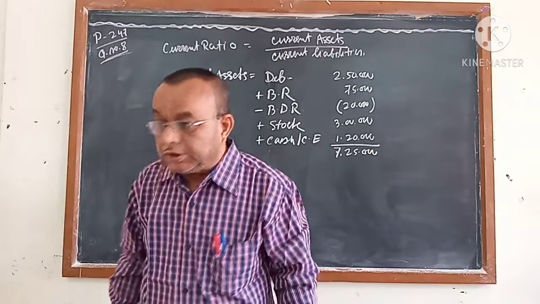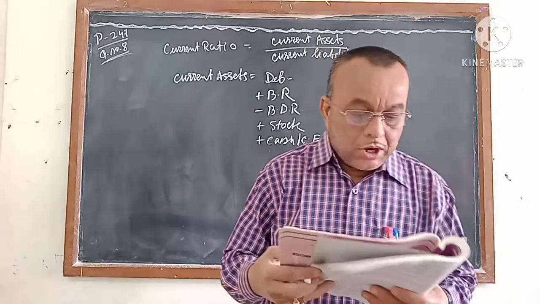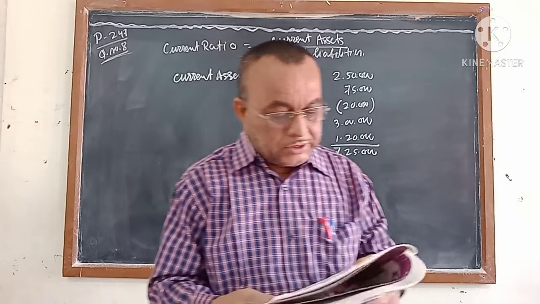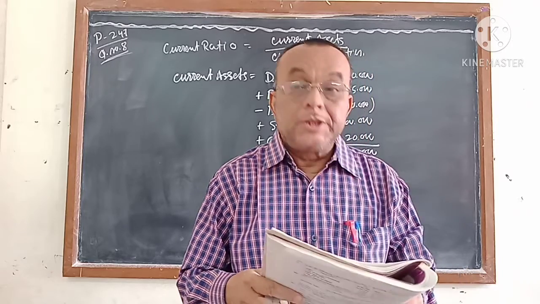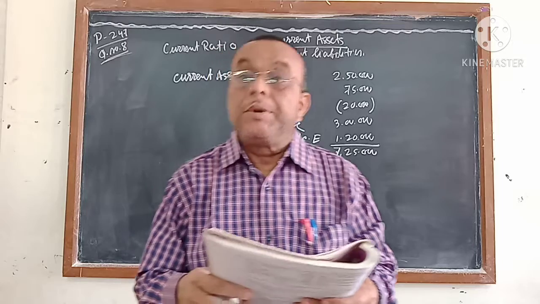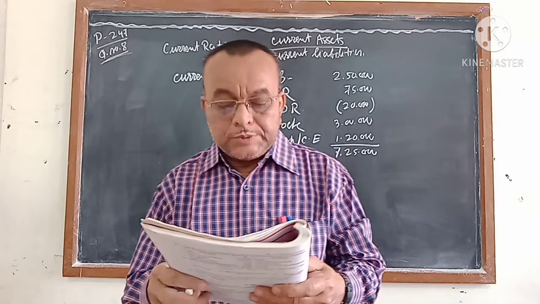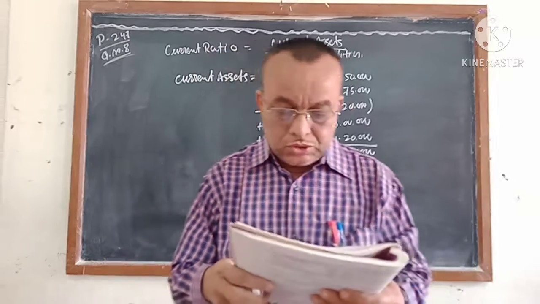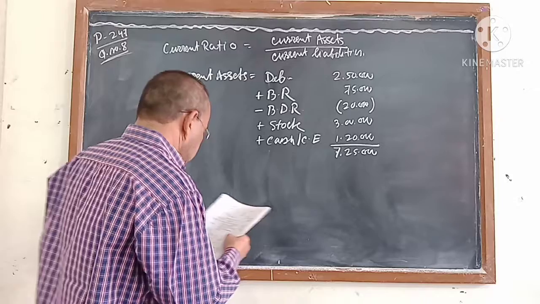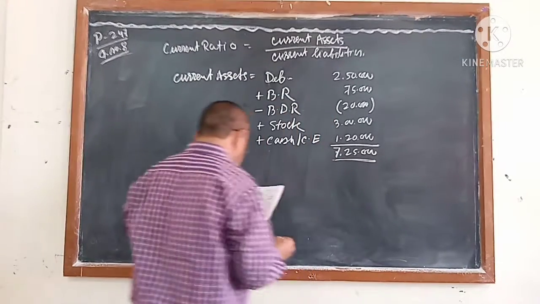When I read the question, I told you which current assets are coming. Stock, current asset. Debtors, current asset. Cash and cash equivalent, current asset. Furniture is not coming. Bills payables, current liabilities. Short-term loan, current liabilities. Bills receivable, current assets. Bad debt reserve will be deducted. Expense paid in advance is not there in this question. Creditors, current liabilities, and outstanding expense also current liabilities. So you are getting total current assets equal to 7,25,000.